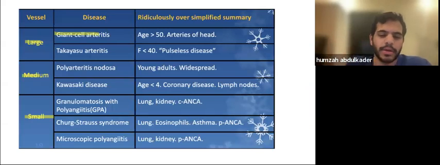Let's see who remembers. So the reason why you don't give aspirin to kids is because it can cause Reye syndrome. Yes, exactly. So Kawasaki is the only disease that is an indication for aspirin in kids. And moving on, GPA, otherwise known as Wegener's granulomatosis.